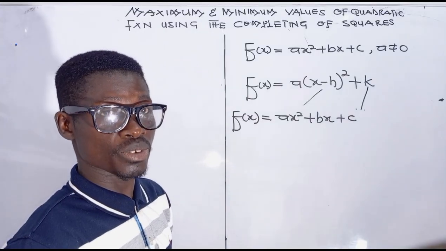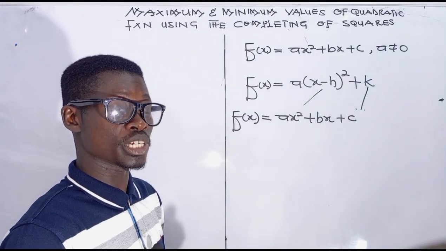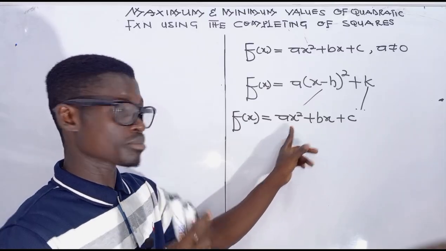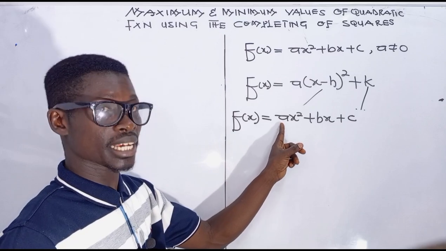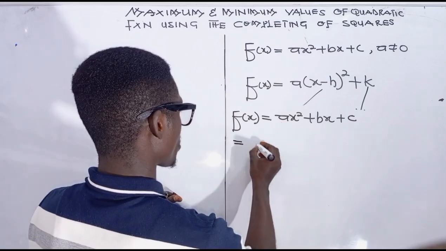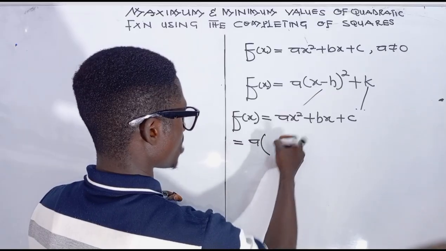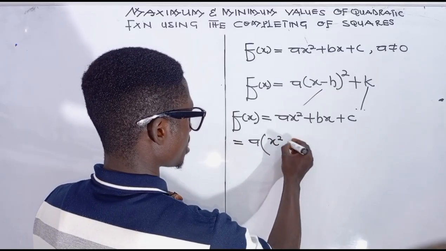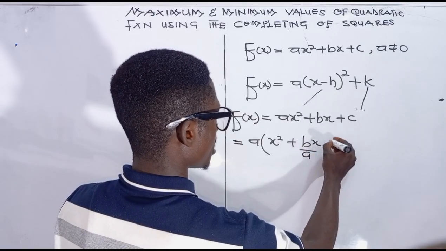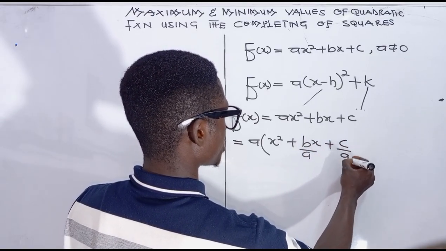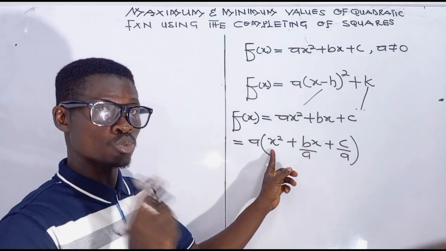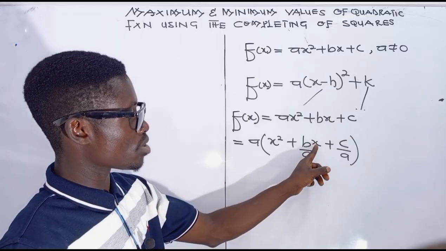So in completing the squares, the first thing that we are supposed to do is to make sure that the coefficient of x squared is 1. And we can do that by factorizing a out. So we'll be left with what? a times x squared plus bx all over a, and then plus c all over a. Now once the coefficient of x squared is 1, then we move on to the coefficient of what?